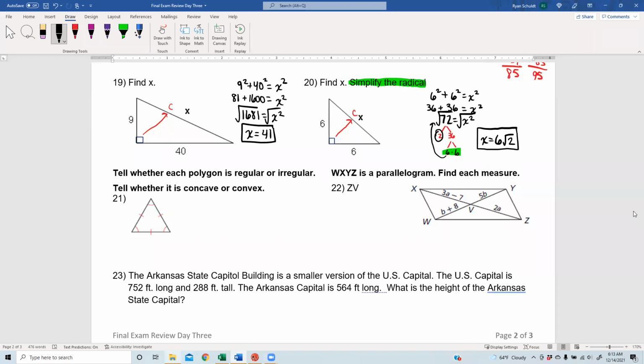21: Tell whether each polygon is regular or irregular, and then concave or convex. Regular means all sides and all angles are the same. Is that what's going on here? It is. So this one is regular. Then concave or convex. Well, concave means it's caved in somewhere. Does this triangle look like it's caved in? No. So it's convex. Another thing that would tell us it's convex is that it's regular. Regular polygons are always convex.